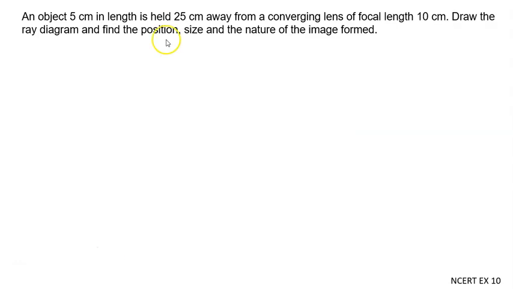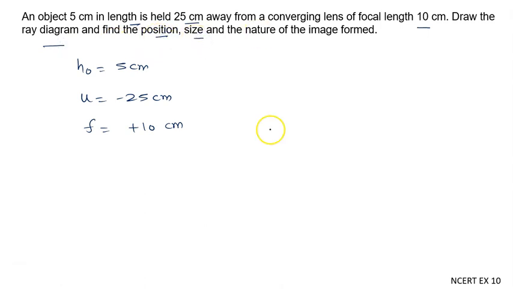Illustration. An object 5 cm in length, the height of the object is given to us as 5 cm, is held 25 cm away from a converging lens, that is a convex lens. So u is given to us as minus 25, of focal length 10 cm. It is a convex lens, so focal length will always be positive, it is plus 10 cm. Draw the ray diagram and find the position, size and nature of the image.